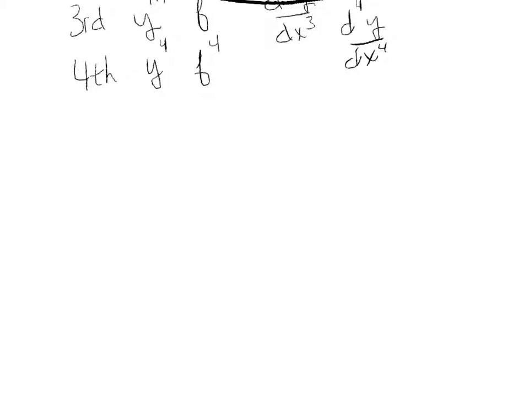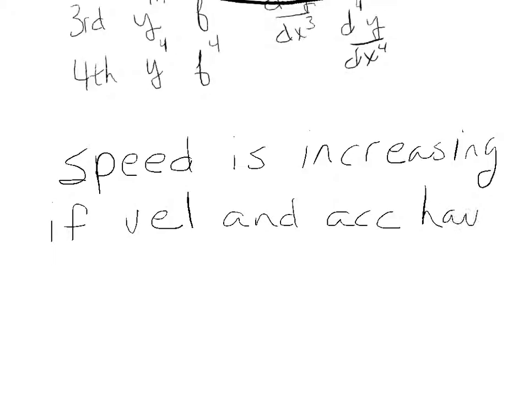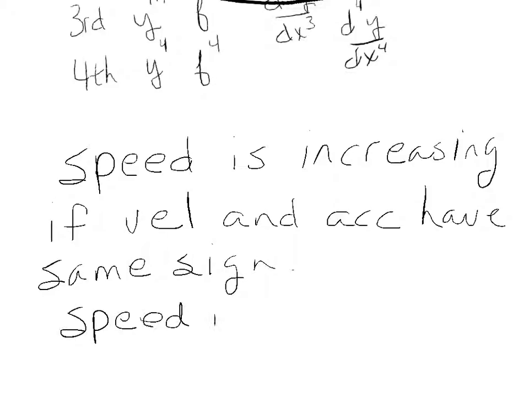That has to do with speed increasing or decreasing, because I have a note in my notes. This is something we'll talk about. Hopefully you've talked about it in physics, but speed is increasing if the first and second derivative, in other words, velocity and acceleration, have the same sign. Speed is decreasing if they have different signs. Makes sense.